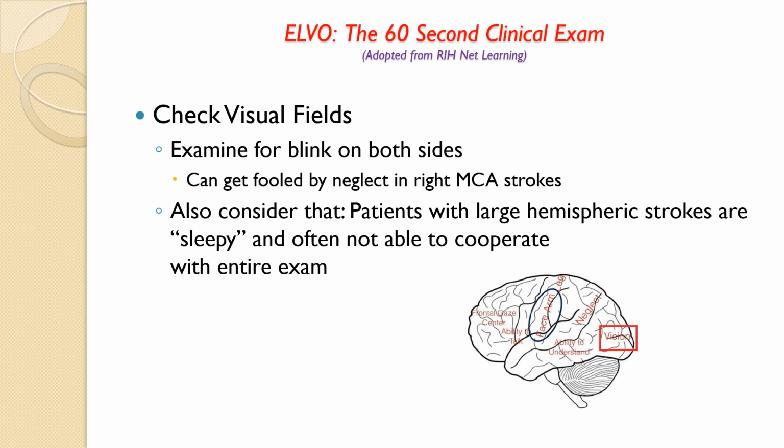We want to check their visual fields. So we want to examine for a blink on both sides, and they can get fooled by neglect in the right MCA, right? You want to consider that patients with large hemispheric strokes are sleepy. It's hard to keep them in the exam, and so they may not be able to cooperate with the entire thing.